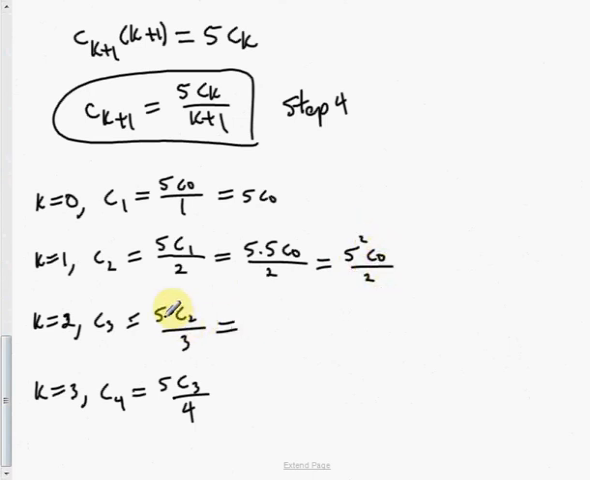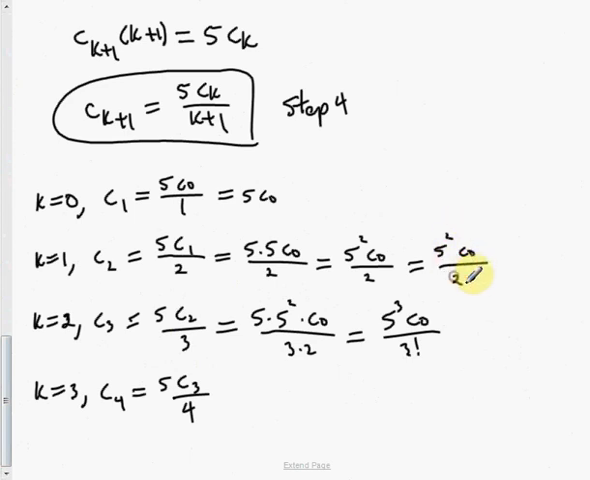What about this one? This is 5 divided by 3 times C sub 2, but C sub 2 is this. So this is 5 times 5 to the second times C naught all over 3 times 2. Now look at the pattern so far. This is 5 to the third times C naught all over 3 factorial. Right? 3 times 2 is 6. It's the same thing as 3 factorial. Same thing here. Look at this. This is 5 squared times C naught all over 2 factorial.